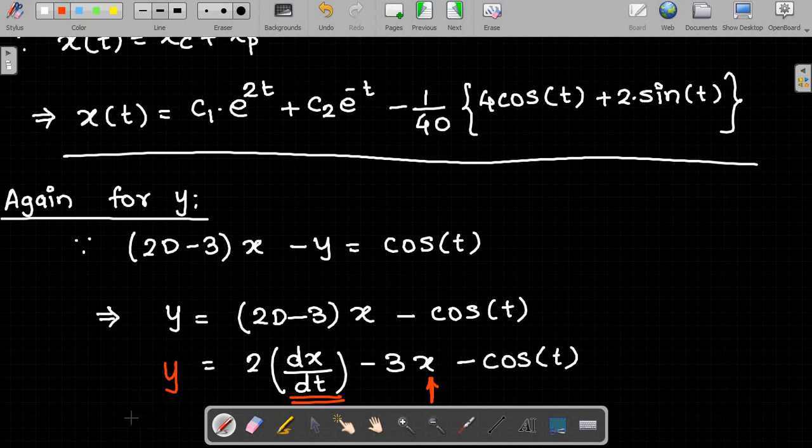So I hope you find the derivative of x in terms of t, substitute it here and simplify. So from this, try to simplify this case.